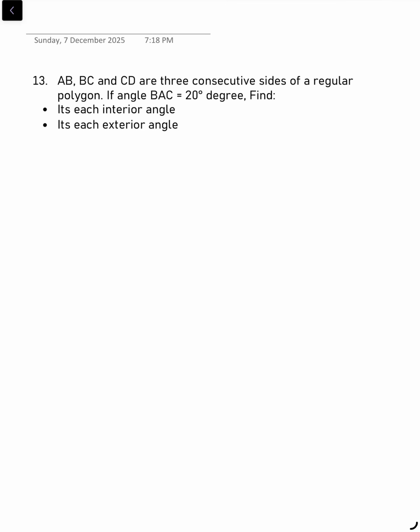Hi everyone, we are discussing the class 8th mathematics ICSE syllabus. The question is: AB, BC and CD are the three consecutive sides of a regular polygon. If angle BAC is 20 degrees, find its interior angle and its exterior angle.